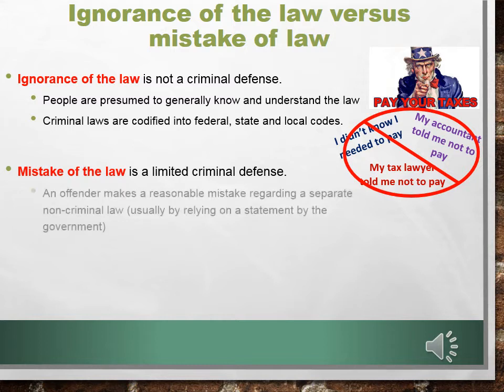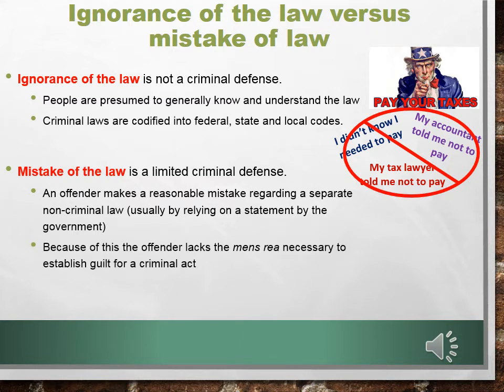Here's how it works: an offender makes a reasonable mistake regarding a separate, non-criminal law, usually by relying on a statement by the government. Because of this, the offender lacks the mens rea necessary to establish guilt for a criminal act. They never had the mental state of mind to commit the crime in the first place.